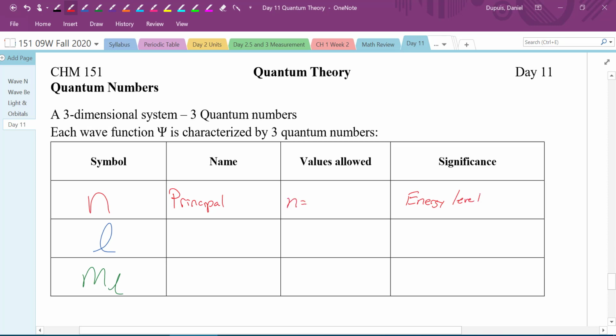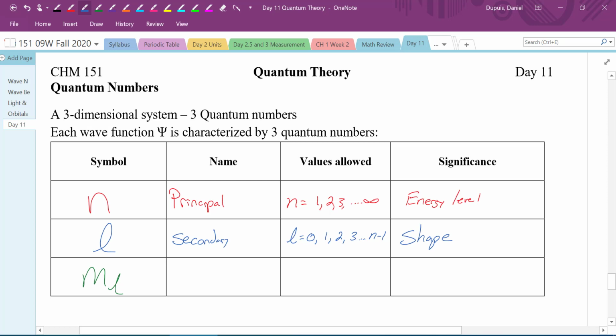And n equals 1, 2, 3, technically all the way up into infinity, although you're not going to have a 15,000th energy level of a hydrogen atom. That's not going to work. But technically it's there. l is the secondary. All right. And l can be 0, 1, 2, 3, all the way to n minus 1. And that's our shape of the orbital.